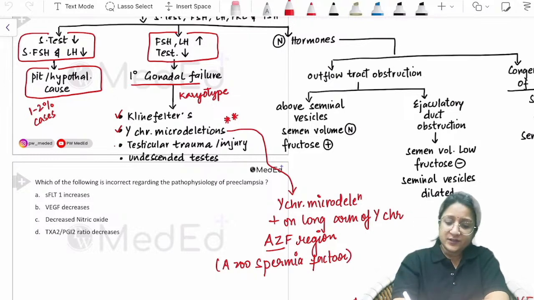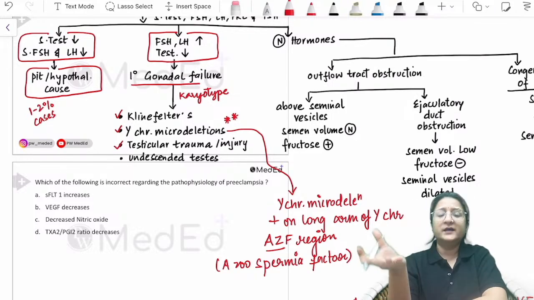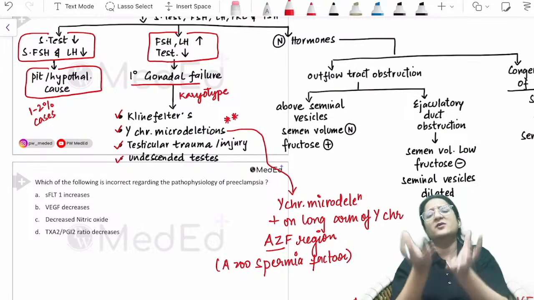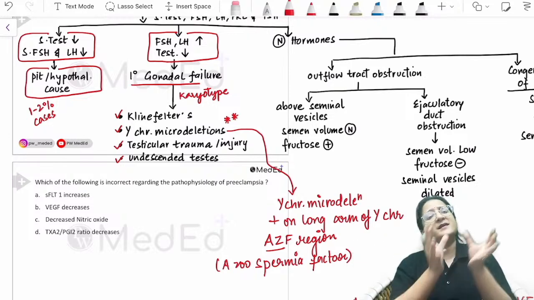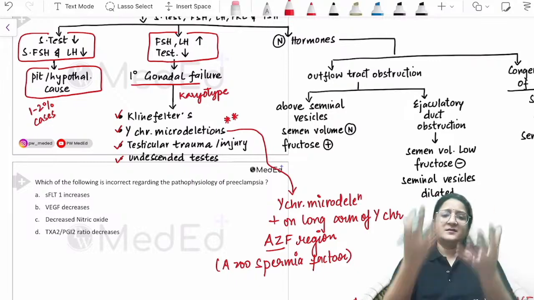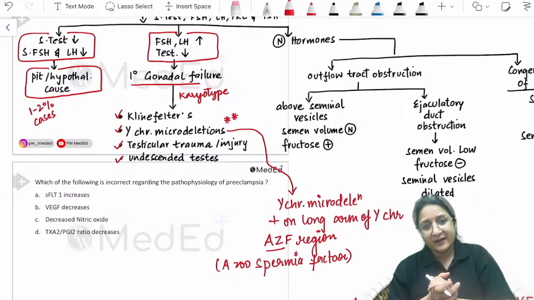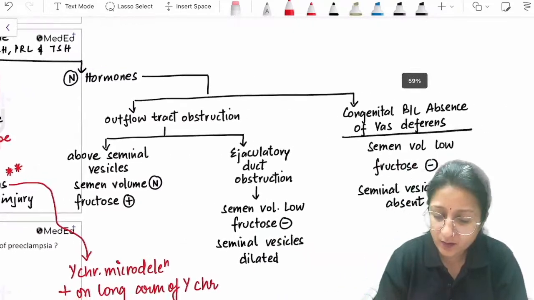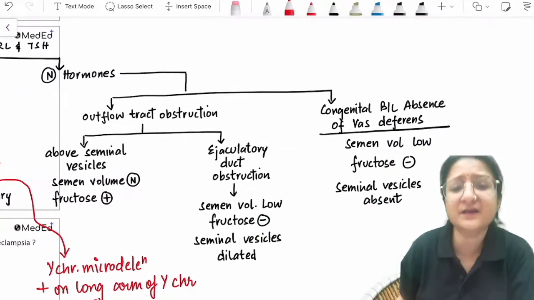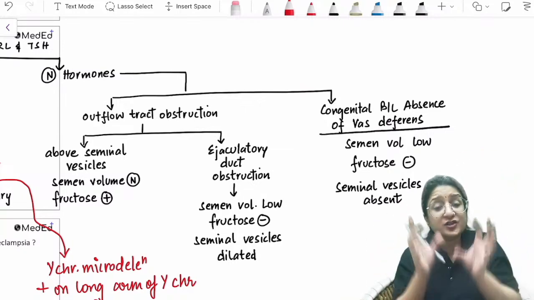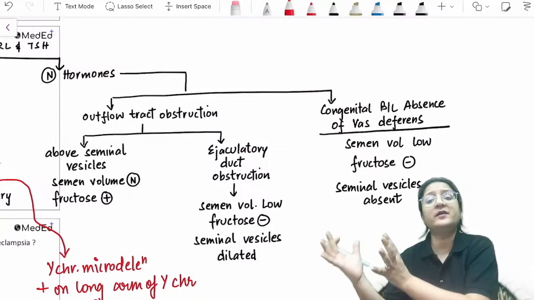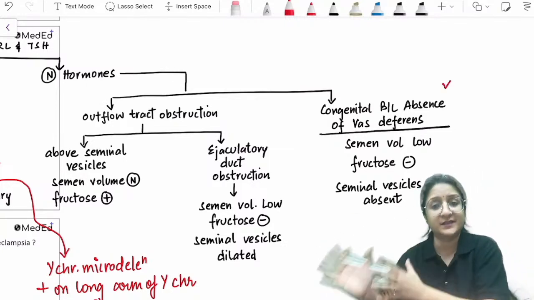Then there could be testicular trauma, testicular injury, undescended testes, cryptorchidism, and all these various causes of primary gonadal failure. Testosterone is decreased, spermatogenesis is affected, as a result of which FSH and LH levels are raised. If the hormone levels are normal, that means there is outflow tract obstruction. When hormone levels are normal, there can be two situations: actual obstruction, or congenital bilateral absence of vas deferens.